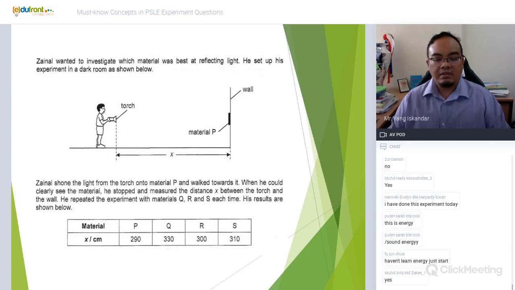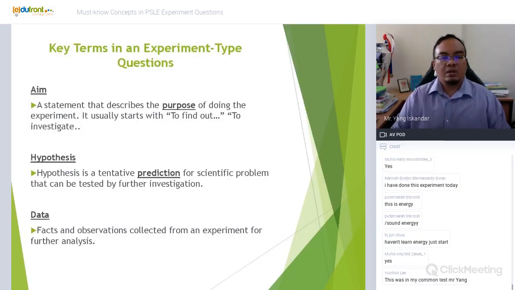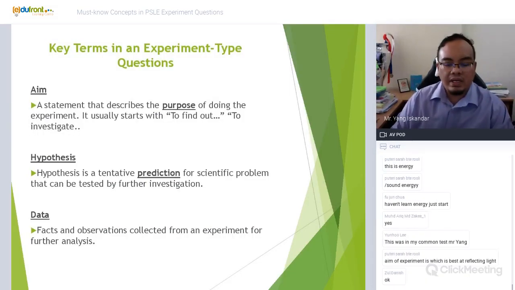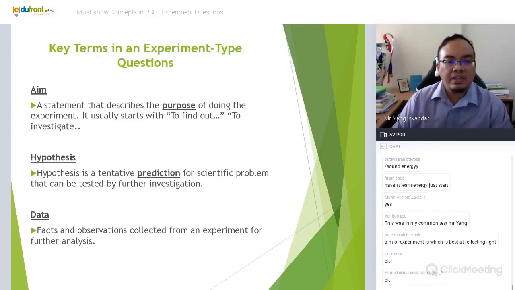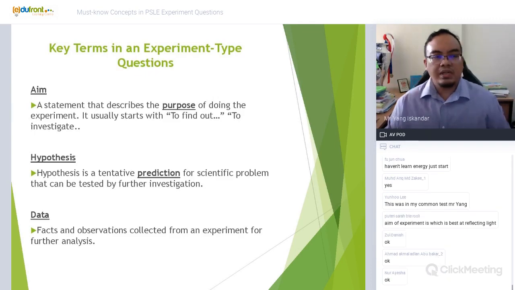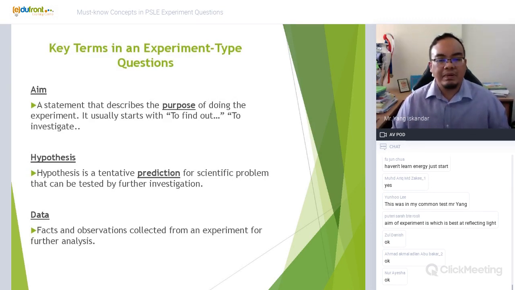Now, before we tackle experiment type questions, we need to know some of the key terms. Those students in my class, the P6 students, I will have touched on some of these keywords. Number one, if you see any experiment question, you need to know the aim of the experiment. What is the meaning of the aim? Aim is the purpose of doing the experiment.